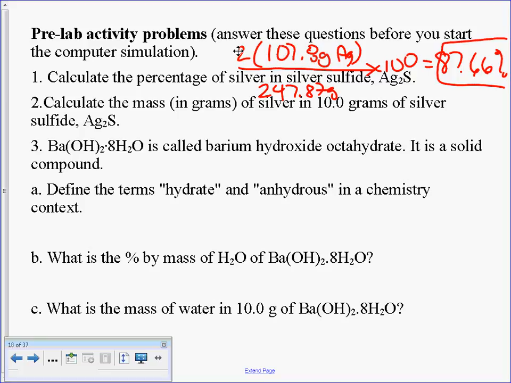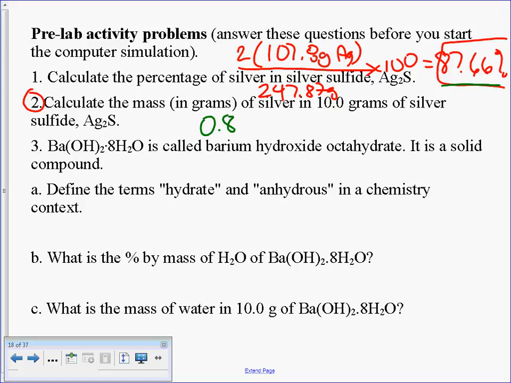Now number 2, I'm going to show you how to use mass percent that you just got and apply that in number 2. Because a percent is going to be the same percent no matter how many grams of that substance you have. So if I had 1,000,000 grams of silver sulfide, still only 87.66% would literally make up the silver's amount. So if I have 10 grams of that, how do I figure out how much silver I have in the 10 grams? You multiply it by 0.876. Good. So you know how to use percent. It's the same way you use percents in any other way.